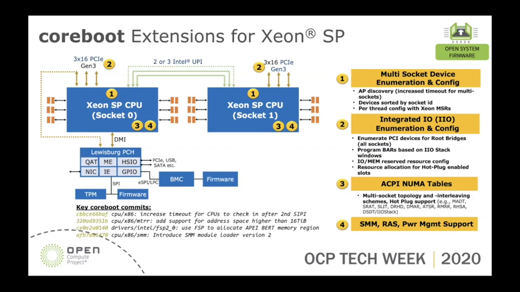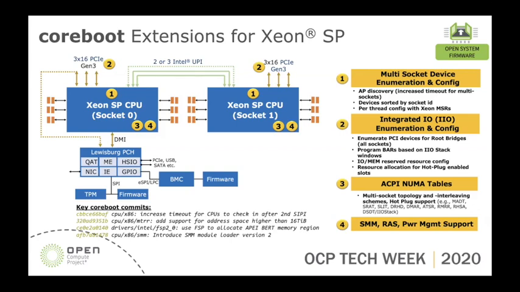And then there is per thread configuration that is needed on the Xeon. The MSRs are slightly different compared to the client platforms. So we essentially have to look at things like the turbo ratios as an example, and then make sure we program them as part of the multi-socket device enumeration and configuration portion of the Coreboot logic.